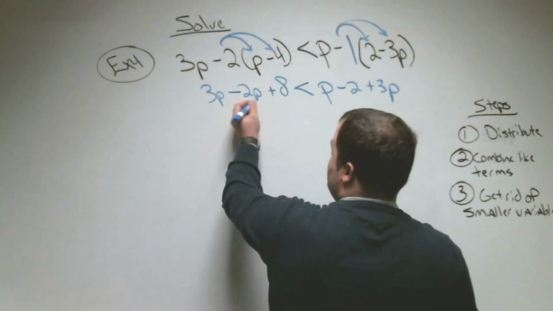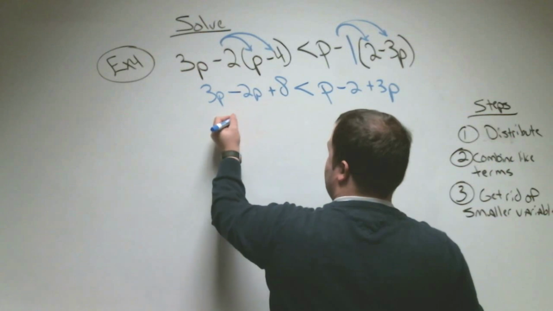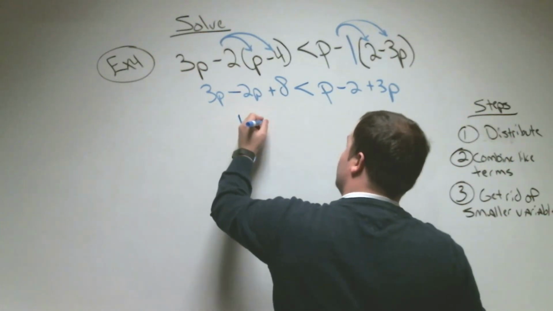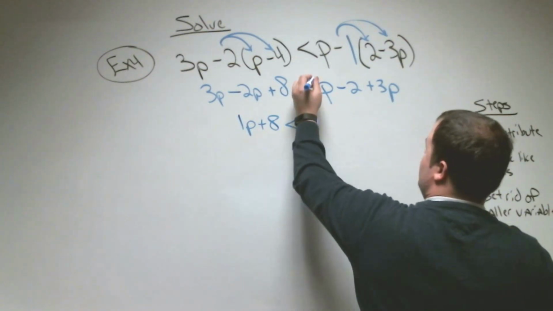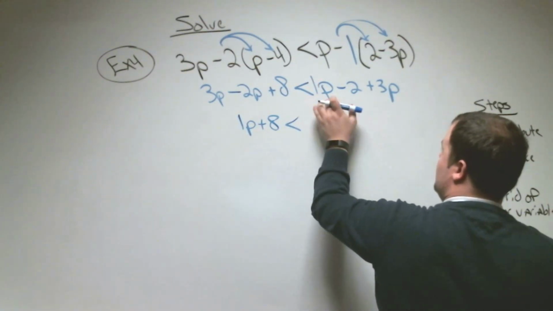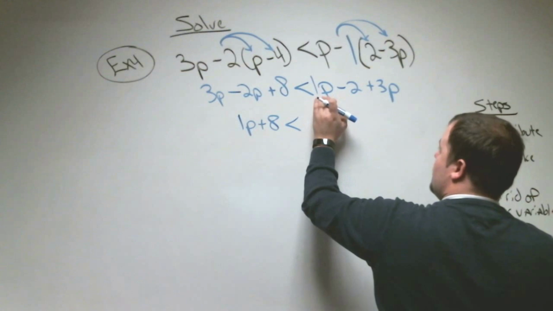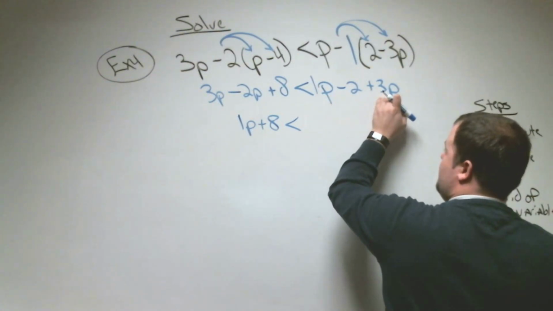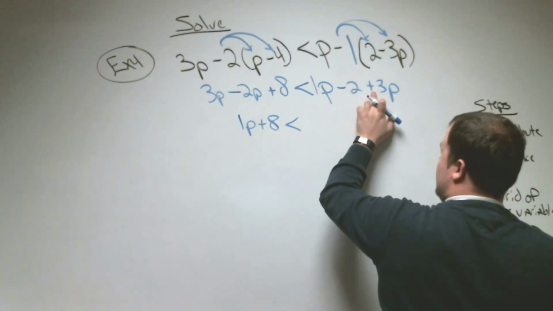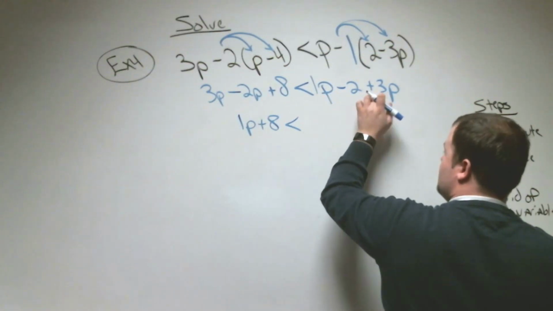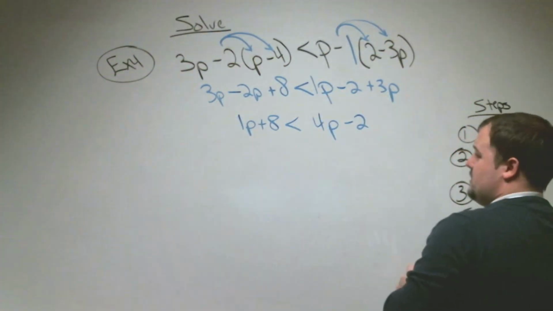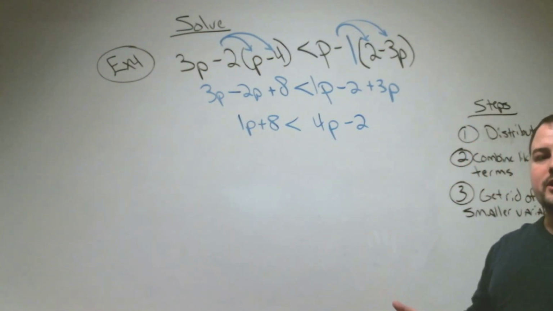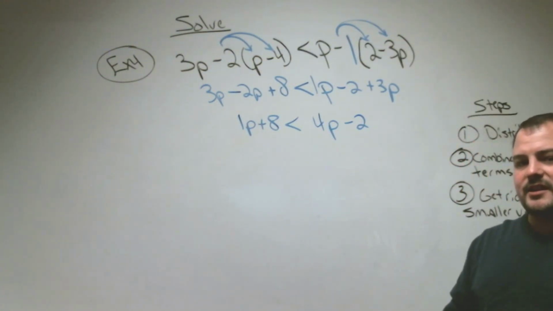So we look at these, both have p's. 3p take away 2p, that's 1p. So on the left side, we have 1p plus 8 is less than, well, this is 1p, so I put a 1 there. And I can combine 1p and 3p because they're adding, because I see the adding sign here. 1 plus 3, that's 4. So I have 4p, and I still have take away 2. So here's where we're at. We just combined like terms.